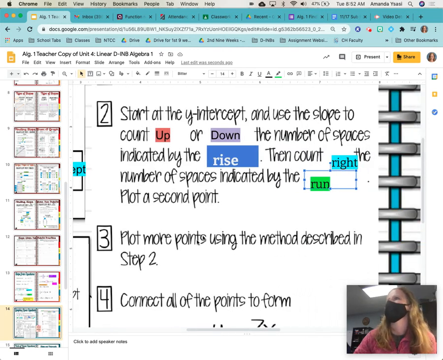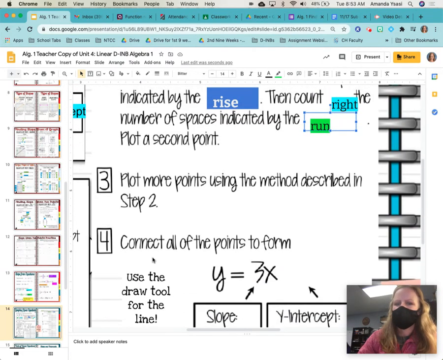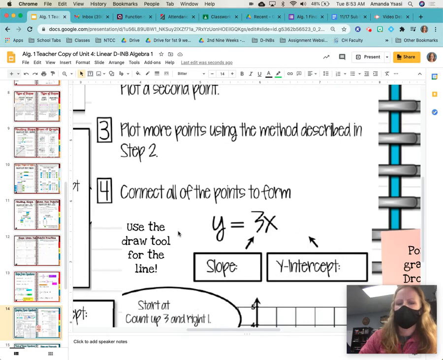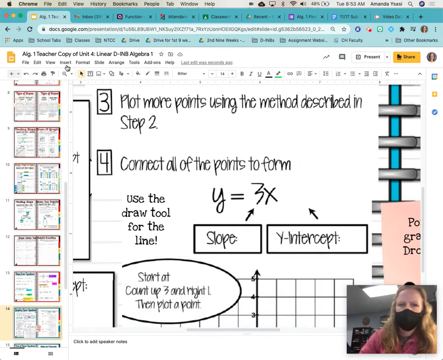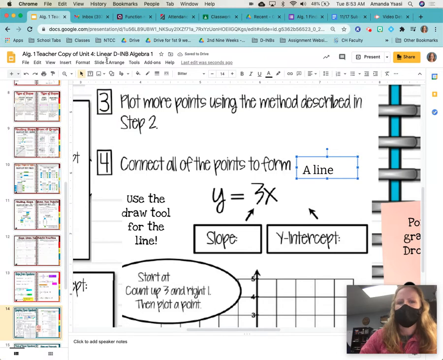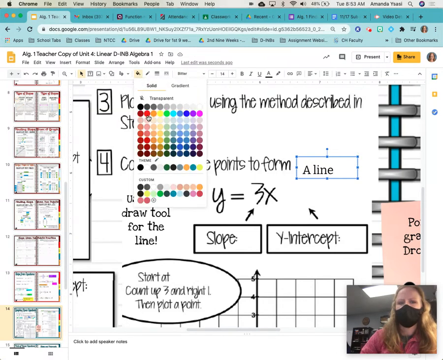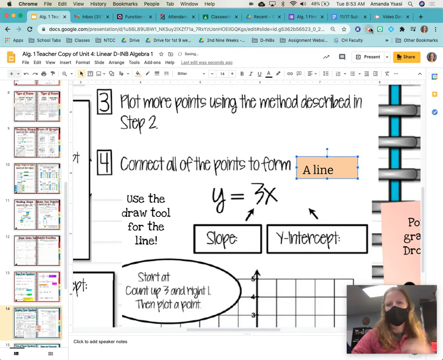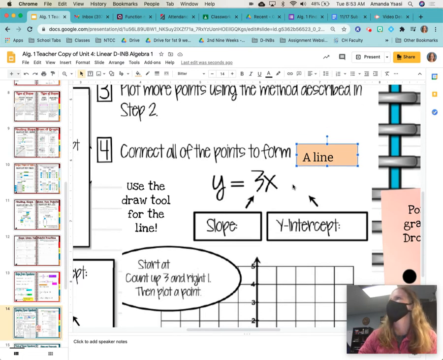Plot a second point. Plot more points using the method described in step 2. And then connect all of the points to form the line. To form, well, we need a line right here. A line. So connect all the points to form a line. Okay, so use the draw tool for the line.